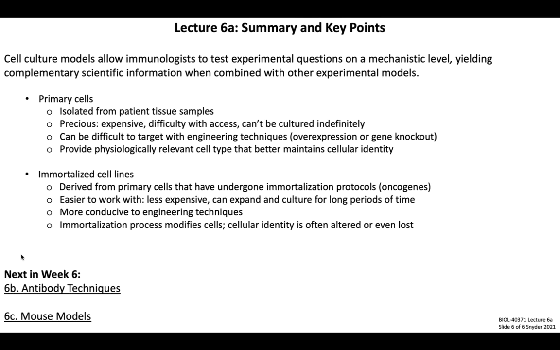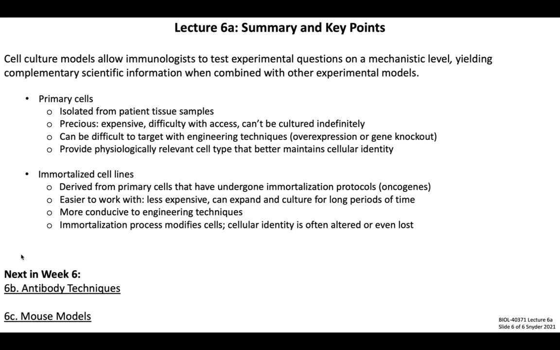Today we've learned about how in vitro cell culture models allow scientists, such as immunologists, to test experimental questions at a reductionist or mechanistic level, and that the information that we get from in vitro experiments can really nicely complement data from other more physiological models, such as those performed in vivo. We established that in vitro and in vivo experimental models each come with their own pros and cons, and that immunology research often requires data gained from both in vitro and in vivo experiments in order to convincingly support a researcher's scientific conclusions.